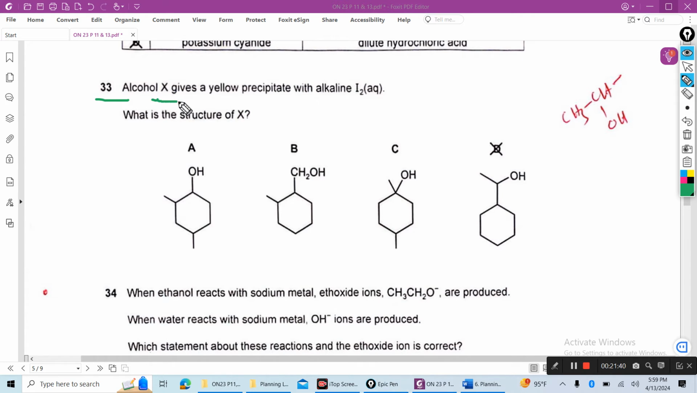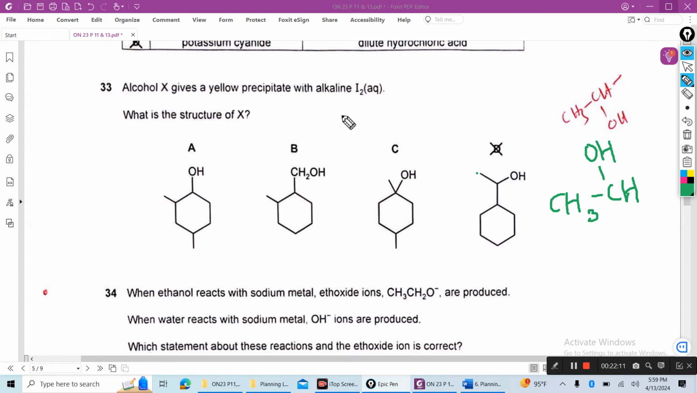Alcohol X gives a yellow precipitate with alkaline iodine. Iodoform test. Which is the structure of X? So this is the secondary alcohol. Secondary alcohol is this. Here CH3. Alcohol must contain the CH3CHOH group.